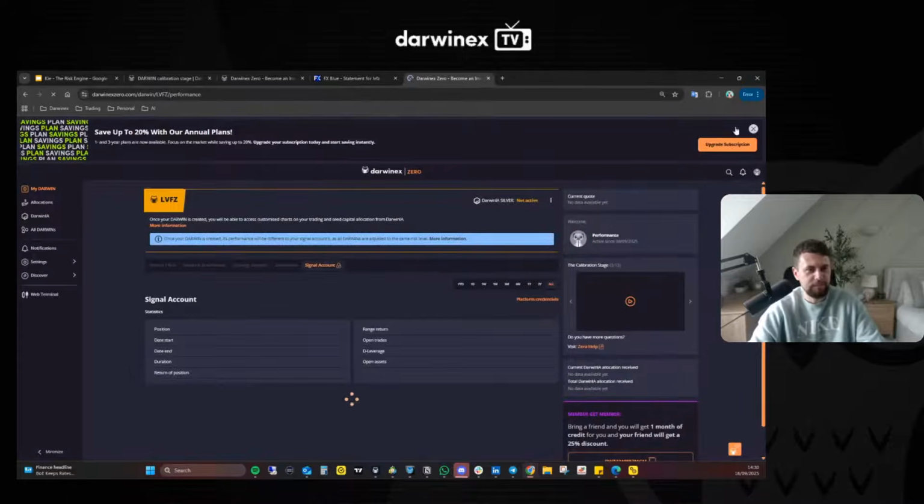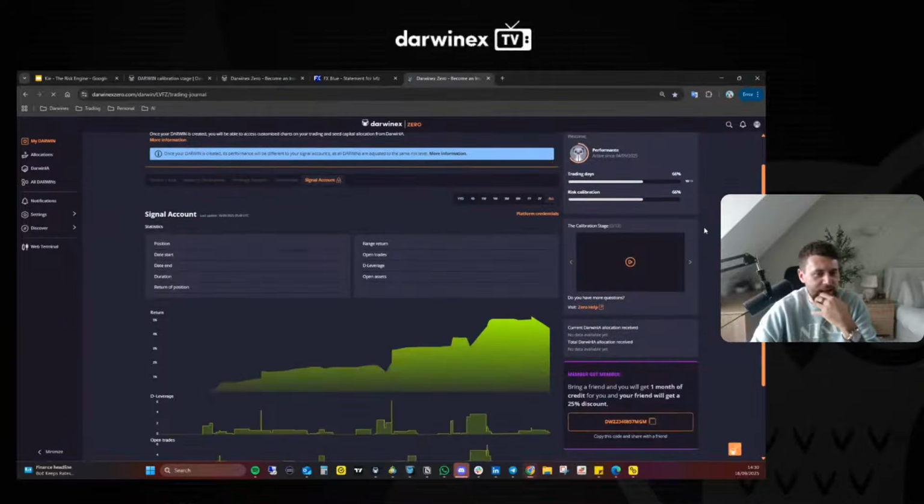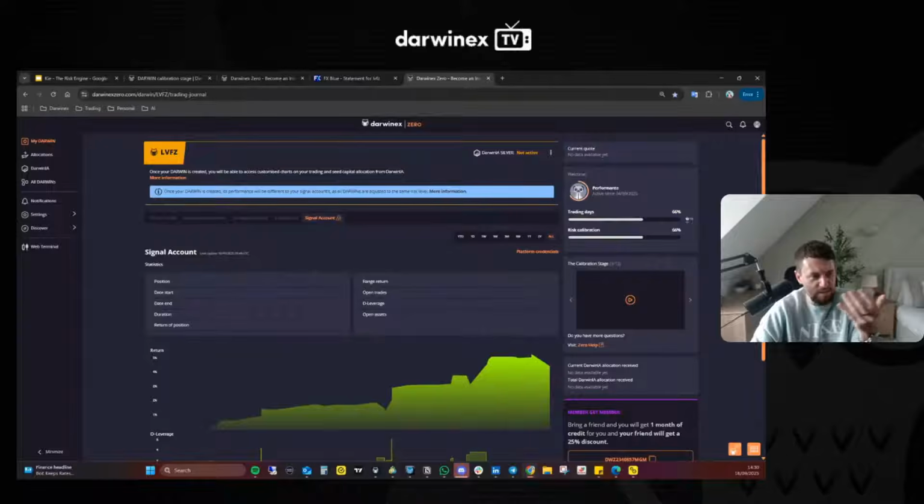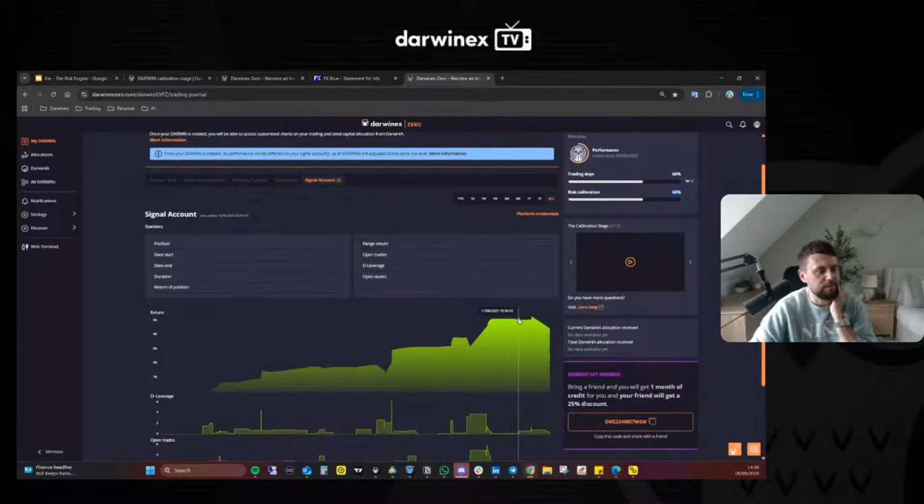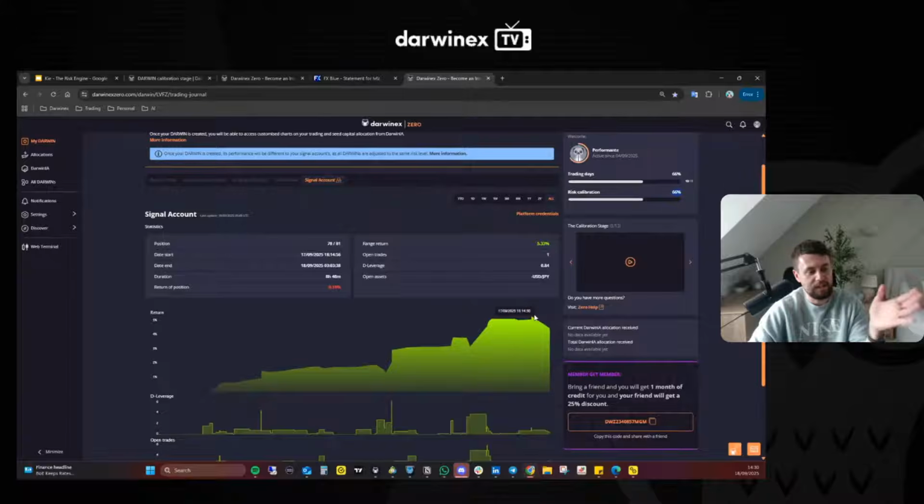Remembered it first time. So this is the one that's in calibration at the moment. 66 days done, so it's only 10 days old. So this is like a baby. This is brand new. 66% risk calibration. So it looks like my risk is pretty stable throughout positions. Again, this shows the updated statistics. So FX Blue was a day behind. My range return is 4.51, although it is slightly higher than that. It's 7.1 now, but the trade isn't closed.